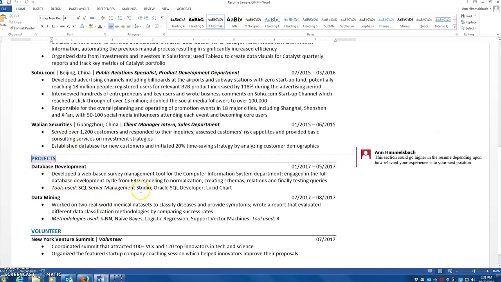But this is a nice illustration of the project. So this is basically the class or the concept that they were learning. Here are some details of the project, and then here are the tools that they use to complete that project.